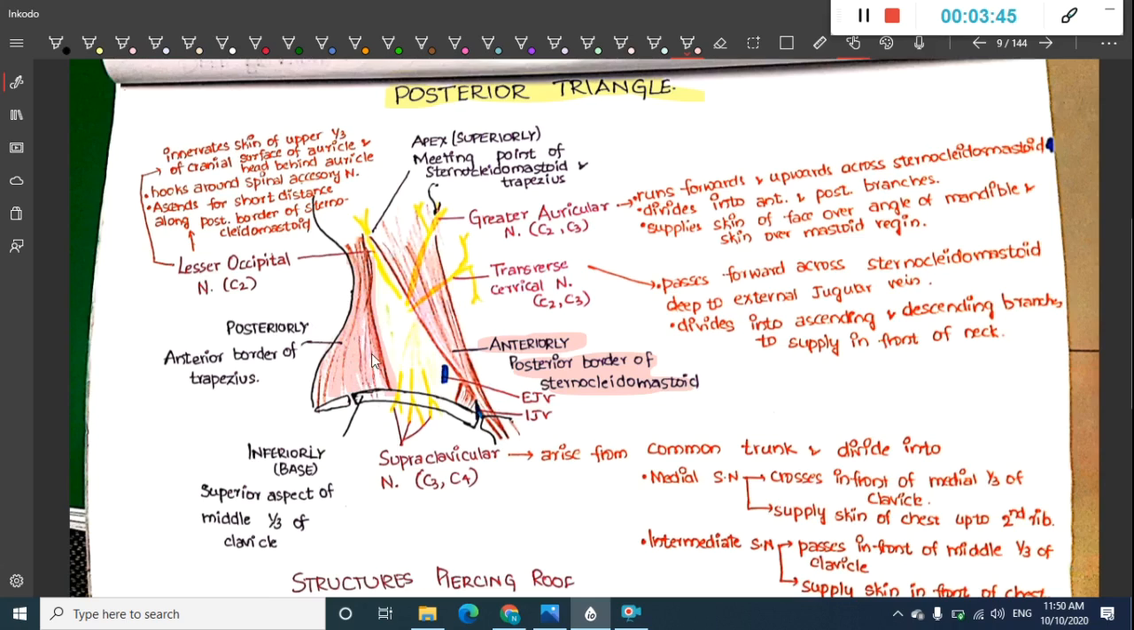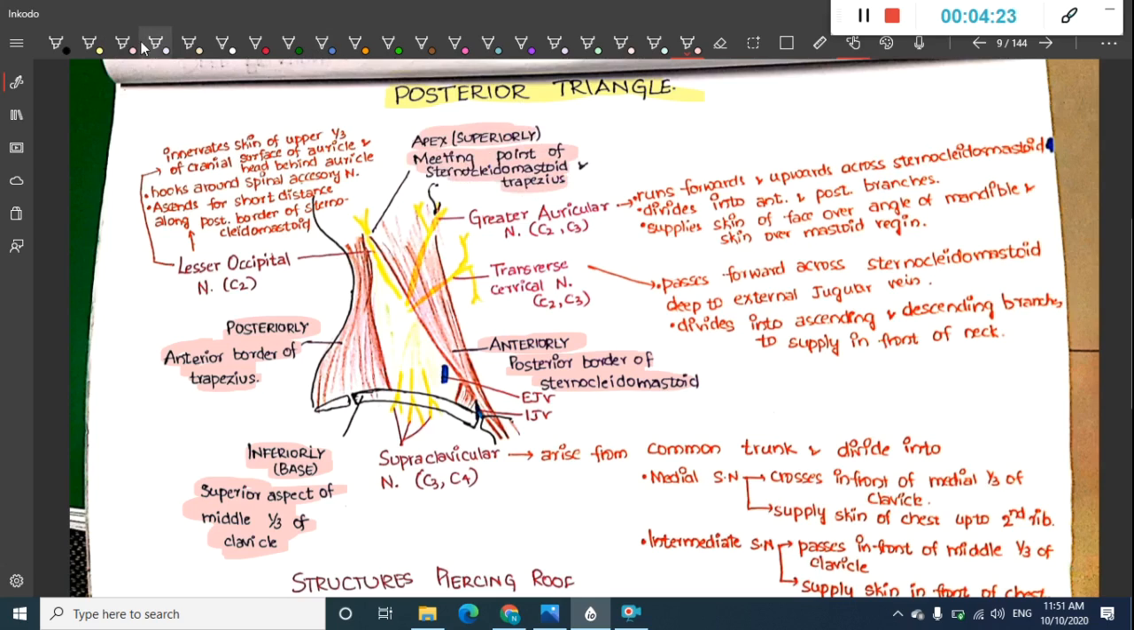So anteriorly we have the posterior border of the sternocleidomastoid, and posteriorly we have the anterior border of the trapezius. Inferiorly it is bounded by the clavicle; you see the superior aspect of the medial one third of the clavicle inferiorly. So these are the boundaries of the posterior triangle. And what about the apex? The apex is the meeting point of both the sternocleidomastoid and the trapezius.